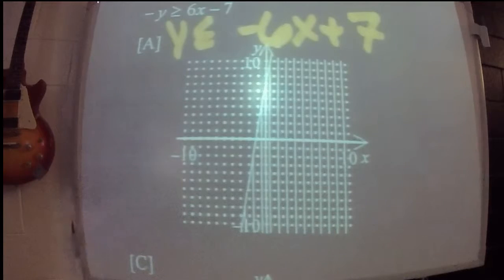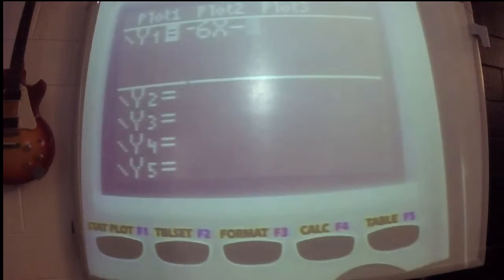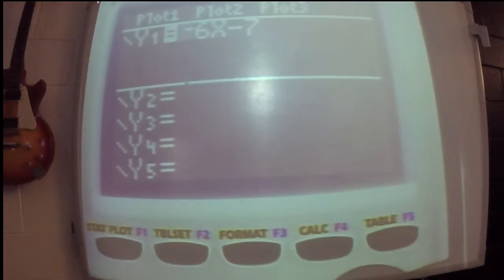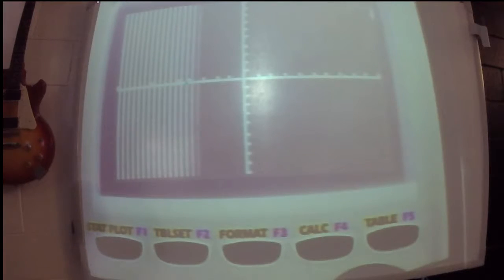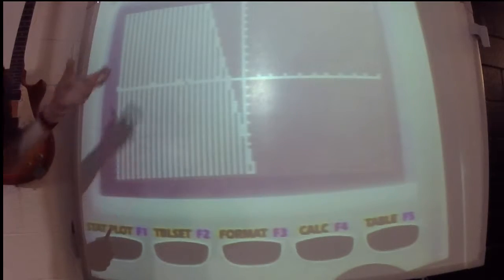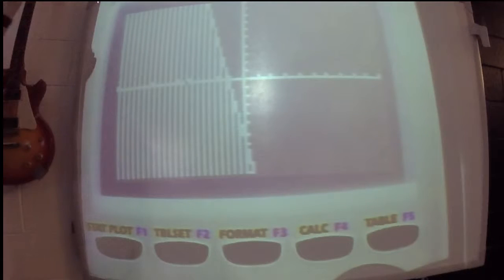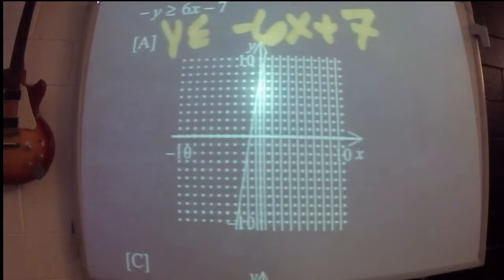Less than means lower triangle. Less than means shade below. So negative 6x plus 7, and you want to shade below, which is always 3 enters, shade below. So why do you hit enter twice? Enter twice does the upper triangle, enter 3 times does the lower triangle. It's just that there's a whole lot of options over there. So that looks most like answer B.